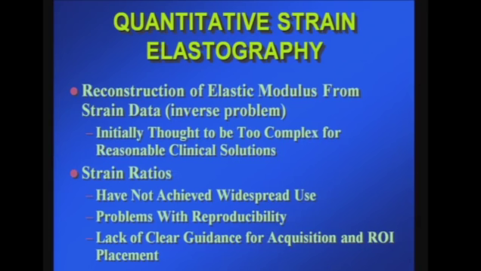The second method is a little bit simpler. You simply create an image and you take the ratio of the strain in the area where you're interested, such as a lesion, and compare it to the strain in an area where you think there's normal tissue. This method conceptually is very simple, but has not achieved widespread use, probably because people have been getting fairly variable results. And also there hasn't been a clear guidance about how you should acquire these and what you should use for the comparison region of interest.